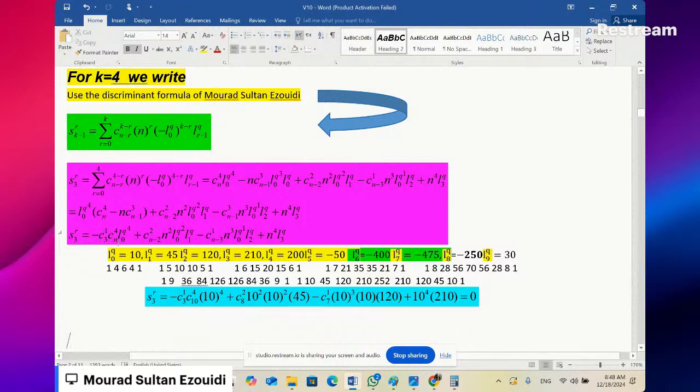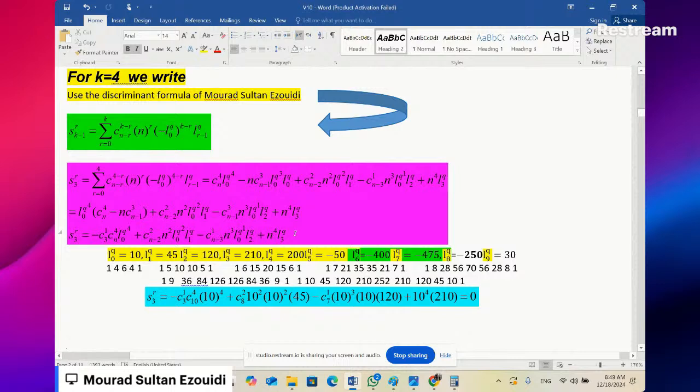choose 1 times combination n choose 4 times L0 of order q raised to the power 4 plus combination n minus 2 choose 2 n squared times L0 of order q squared times L1 of order q, minus combination n minus 3 choose 1 times n cubed times L0 of order q raised to the power 1 times L2 of order q, plus n raised to the power 4 times L3 of order q.